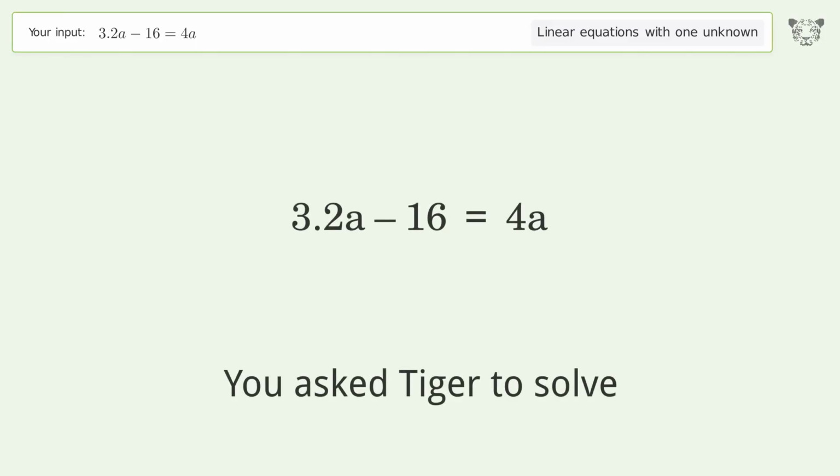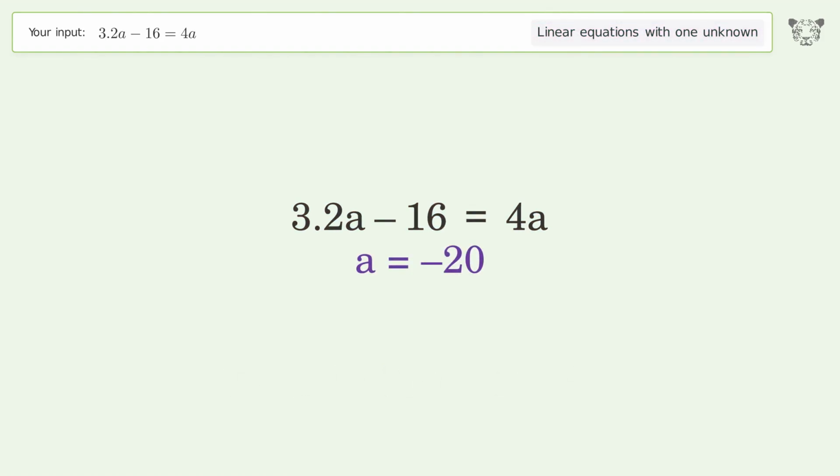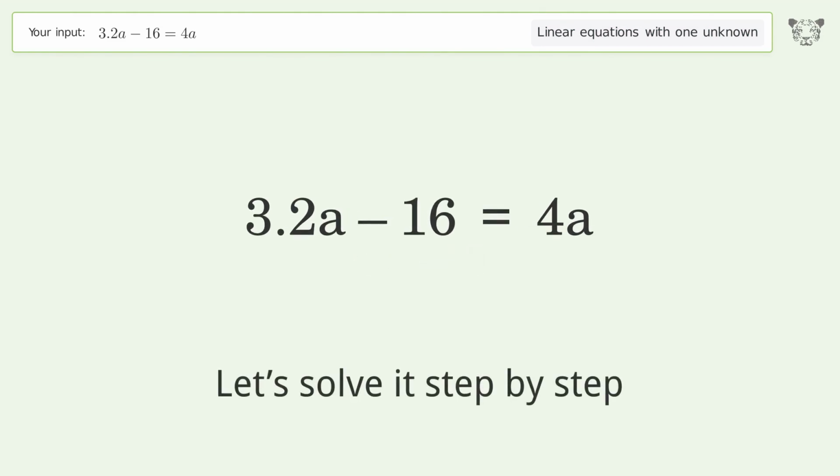You ask Tiger to solve. This deals with linear equations with one unknown. The final result is a equals -20. Let's solve it step by step.